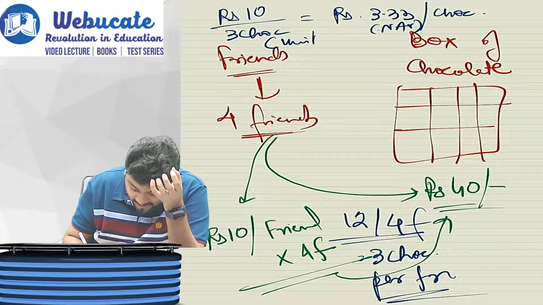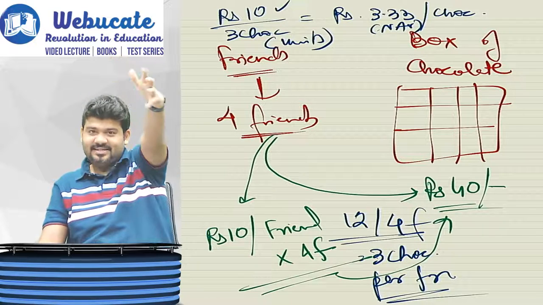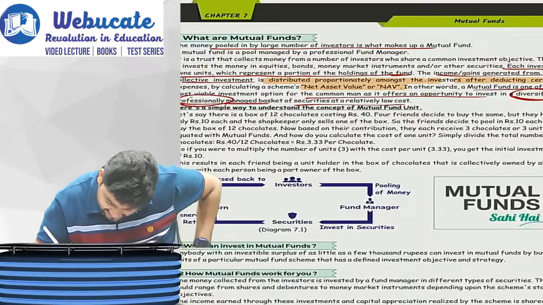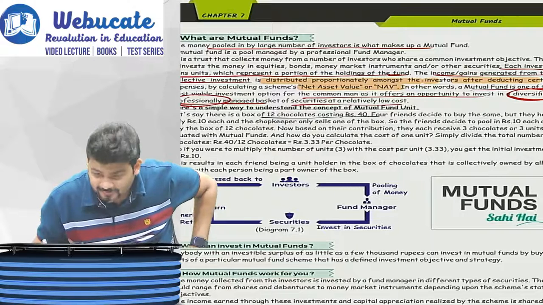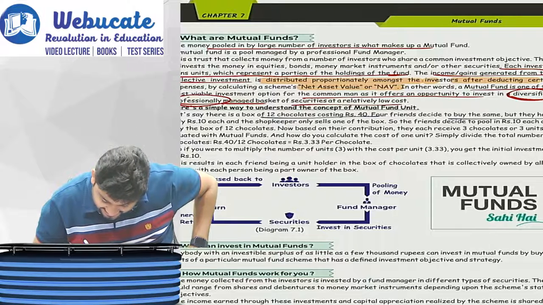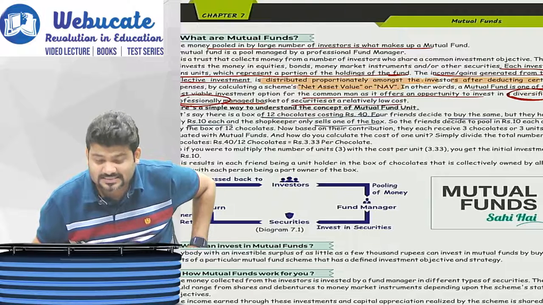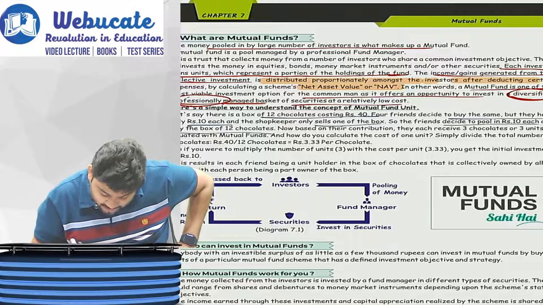3 chocolates is your units and 10 is the amount that you have invested. Got it, everyone? Great. So let's say there is a box of 12 chocolates costing 40. 4 friends decided to buy the same, but they have rupees 10 only. The shopkeeper only sells one box. So the friends decided to pool in 10 rupees each and buy the box of 12 chocolates.